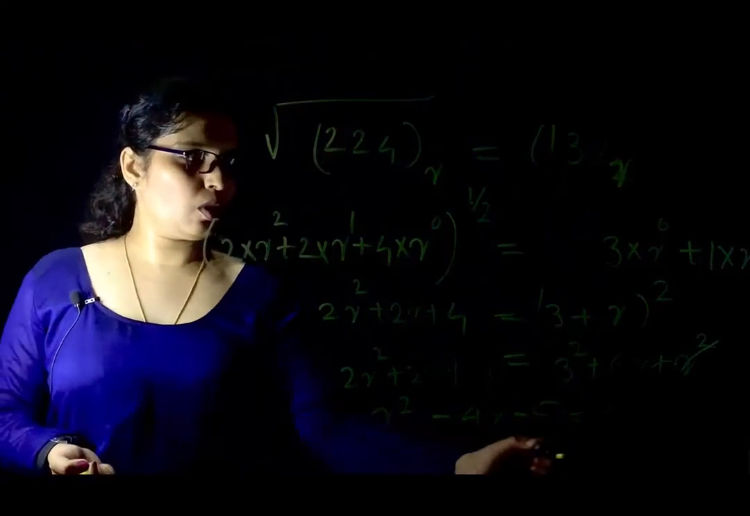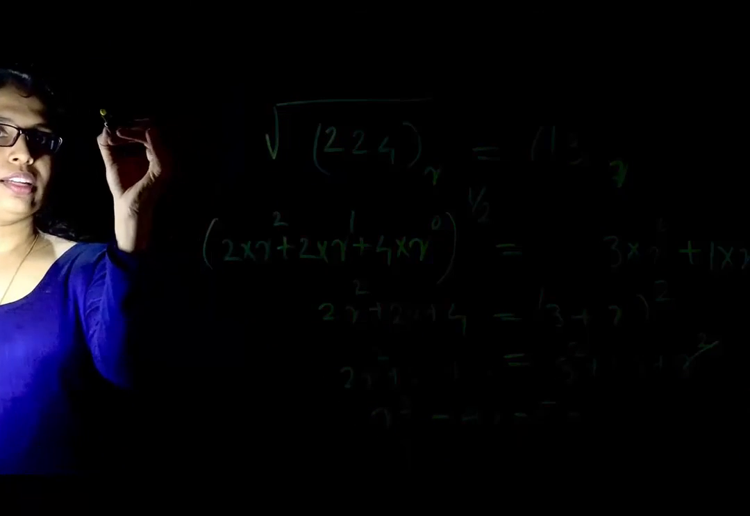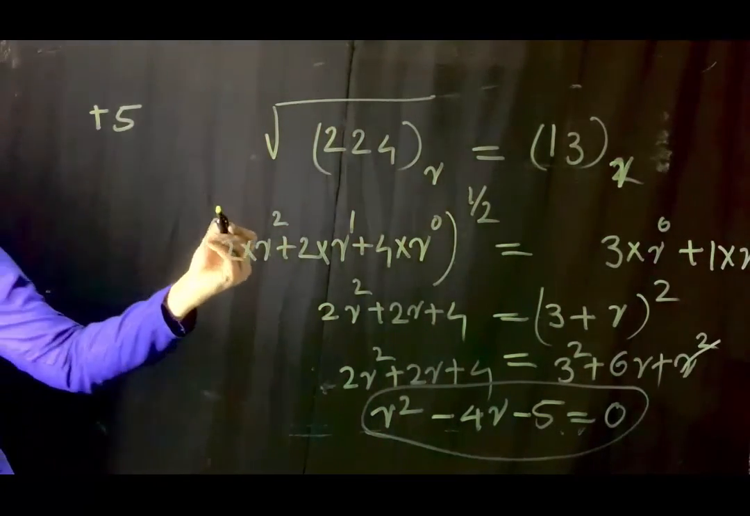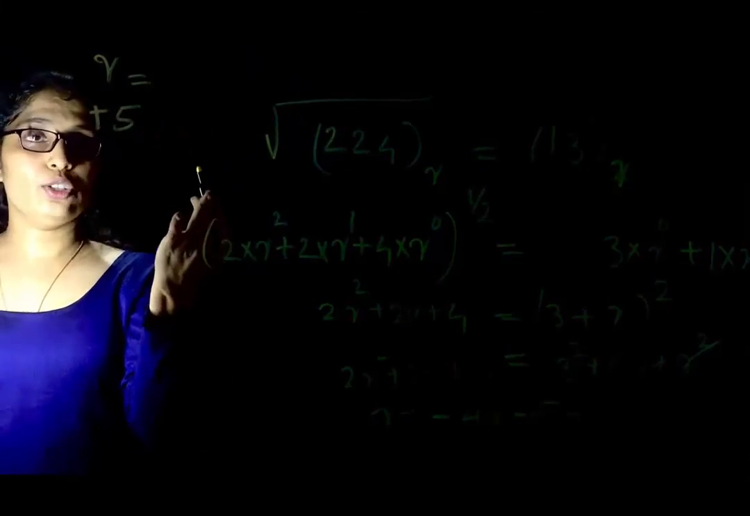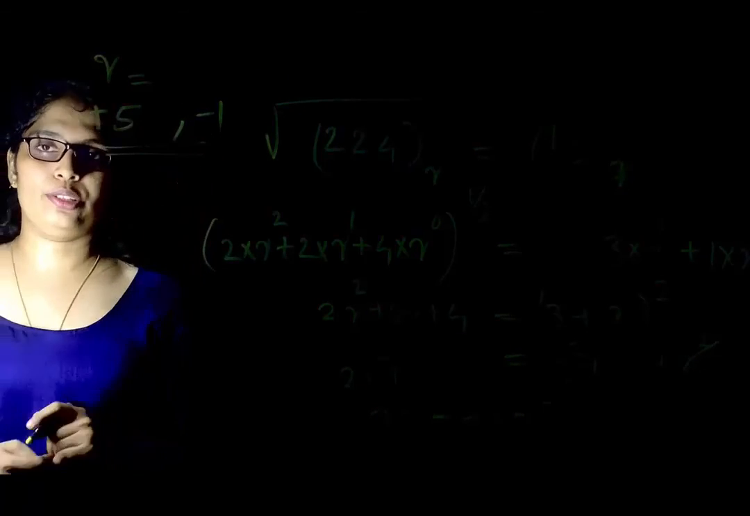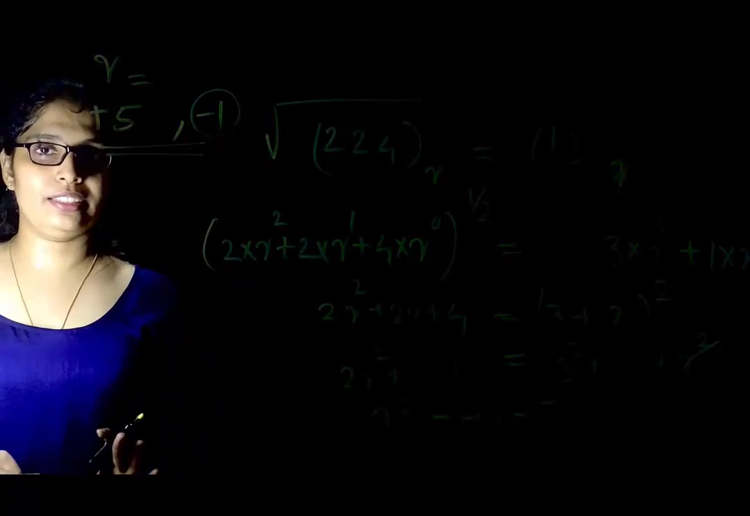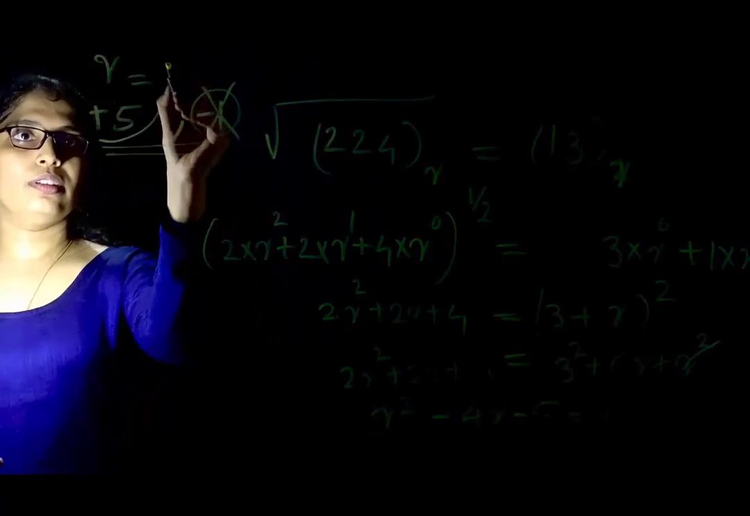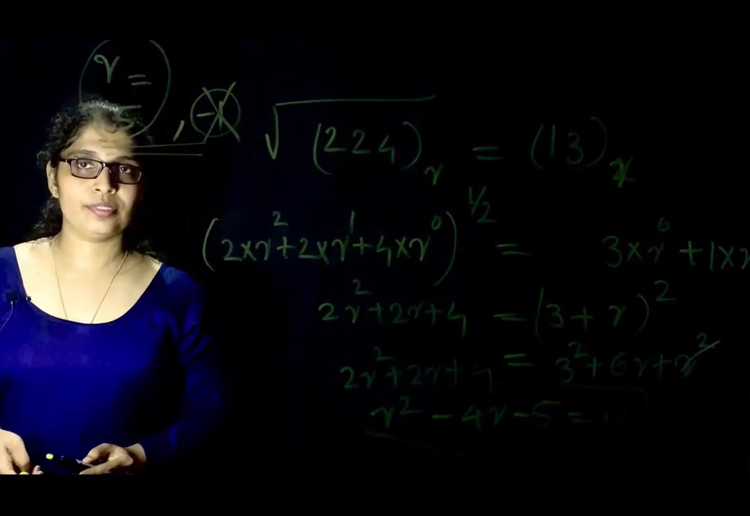Solve this equation and we get two values for R: one is positive 5 and the other is minus 1. For a base value, a negative value is an invalid case. So simply discard the negative value for the base R. So the positive value forms the exact value of our base, which is 5. Okay, thank you.